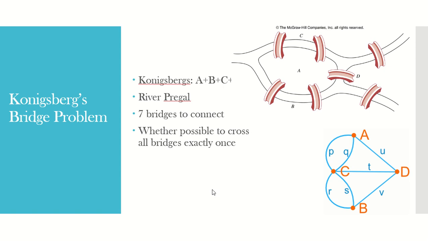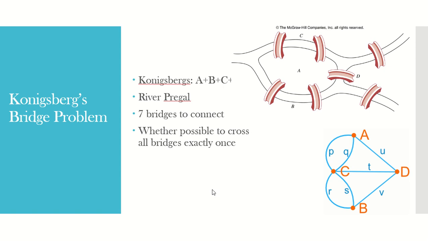So you have got four regions. You have got one big city, the Königsberg city. Inside the Königsberg city, you have a river called Pregel, that is flowing across the city, and it has divided the city into four different parts, which are A, B, C, and D. There are seven bridges available which connect these subregions, and your problem is whether it is possible to cross all bridges exactly once.